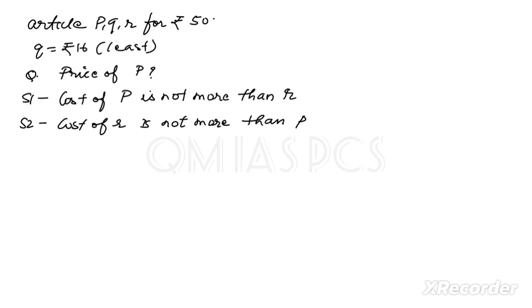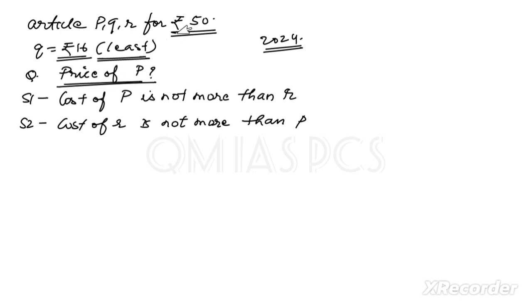This question is very basic, from UPSC 2024, same year. It is a statement based question. It is given that a person buys 3 articles P, Q, R for 50 rupees. Among P, Q, R, Q has the least price, that is 16 rupees. Then we have to find the price of P. What is the price of P?